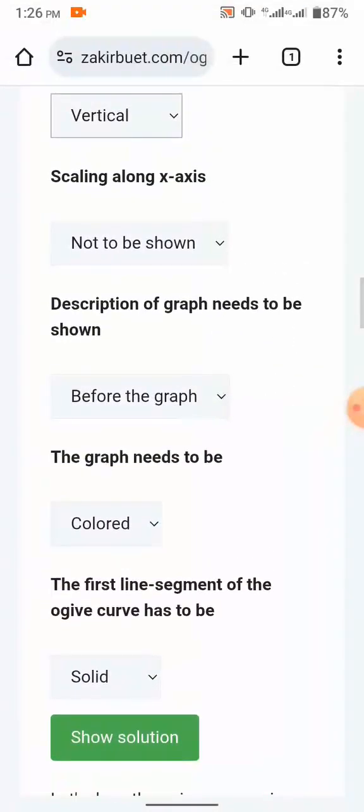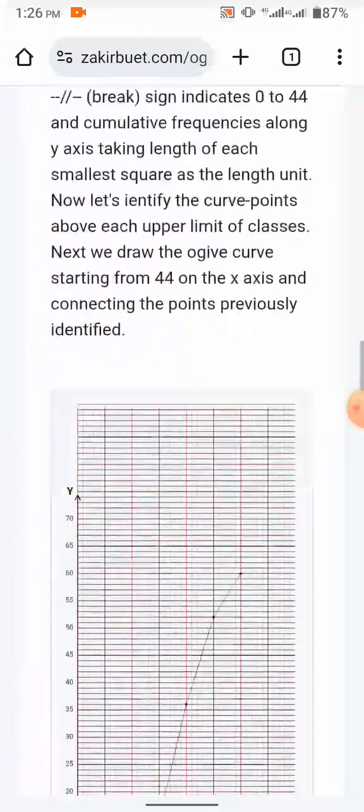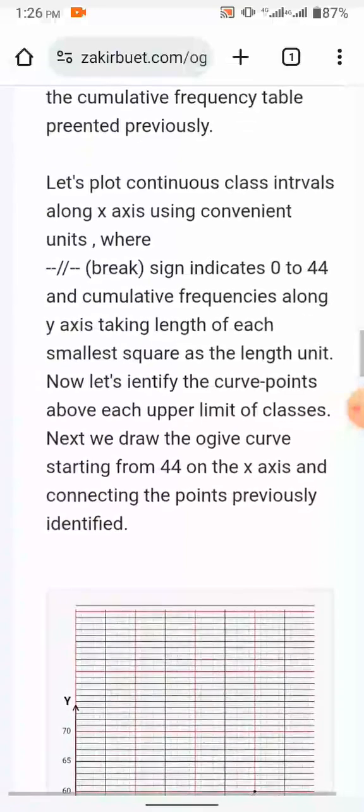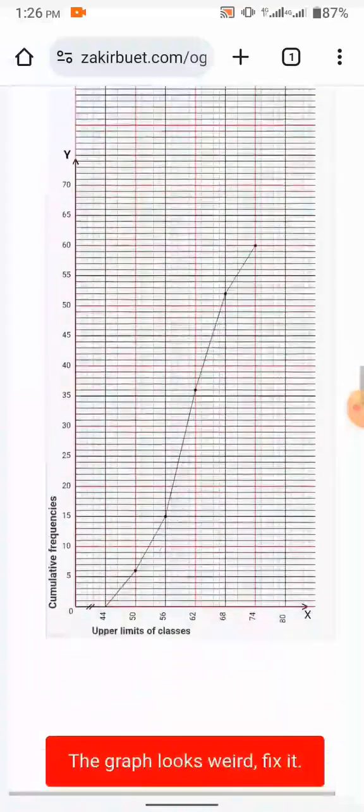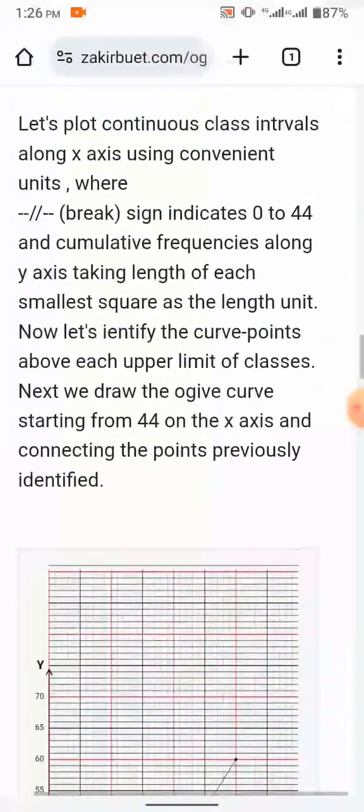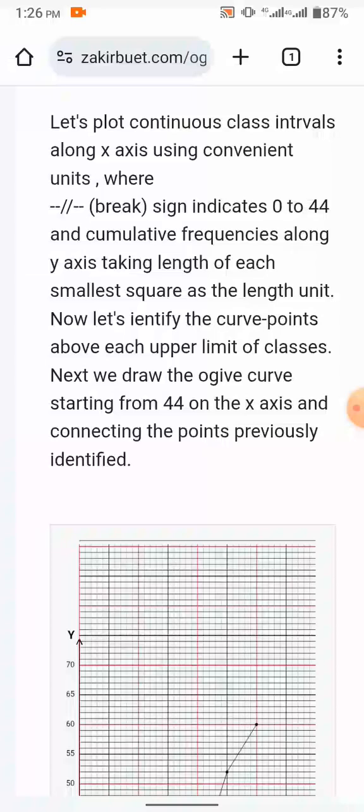You can choose to present the description of the graph before the graph or maybe after the graph. Currently it is before the graph. Let's read what it says. Let's plot continuous class intervals along x-axis using convenient units where break sign indicates 0 to 44, right? And cumulative frequencies along y-axis taking length of each smallest square as the unit. The language is not perfect, but it is fairly okay.